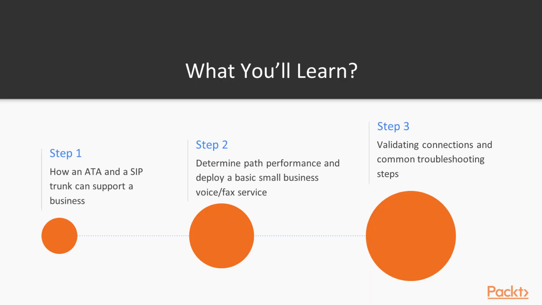So to accomplish these objectives, we're going to take a look at three simple steps. First, we're going to look at the ATA and SIP trunk setup and how they can support your business. The second thing is we're going to look at the path performance and actually go ahead and provision and deploy these services. Finally, in step 3, we're going to do a verification of these services and show you a little bit about common troubleshooting commands. We hope you enjoy this video series, and next thing we're going to do is get started playing with small office and home office hardware.